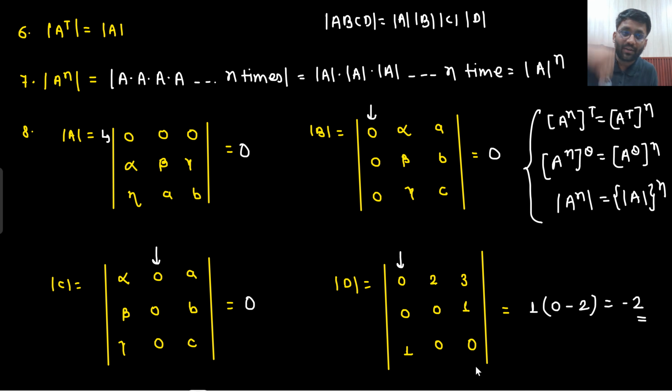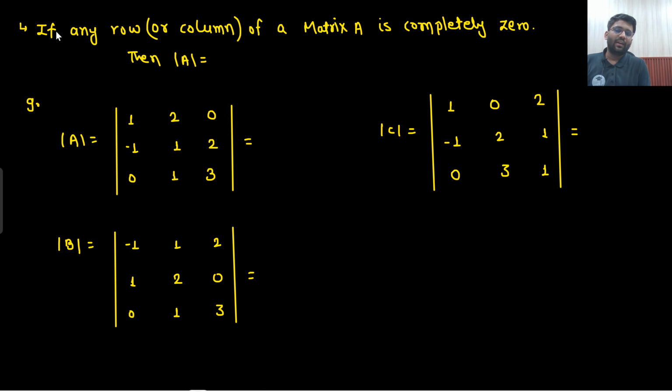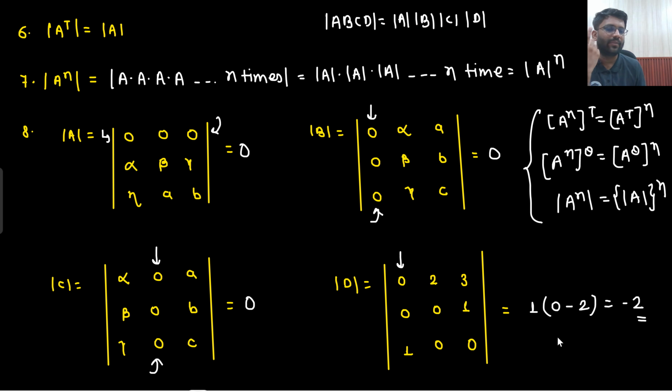So one complete row or one complete column is 0. Here complete column is 0. Here complete column is 0. Here complete row is 0. So in a matrix, if your complete column or row is 0, then the value of the determinant will also be 0. If any row or column, in bracket I am writing or column, the same property will go for column as well. So if any row or column of a matrix is completely 0, then the determinant of A will be 0 only. Any complete row, any complete column being 0, then it will be 0 only, which is pretty much understandable as well.